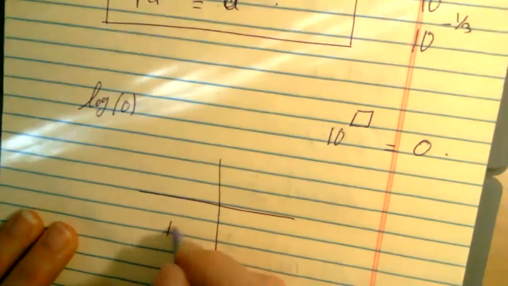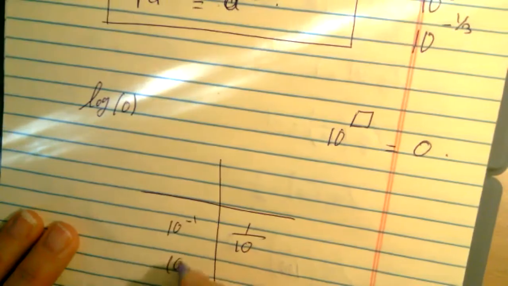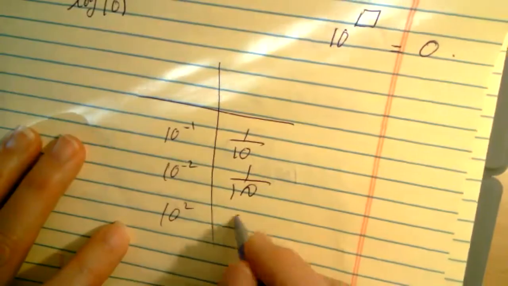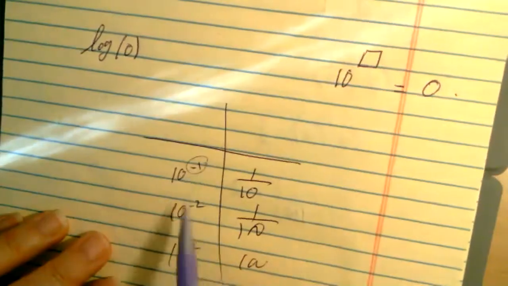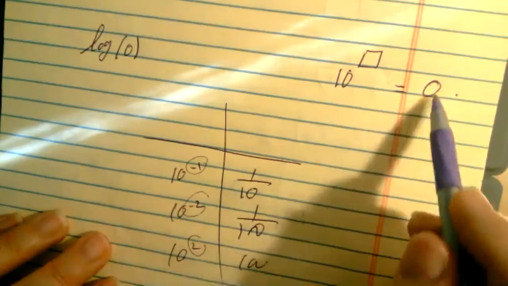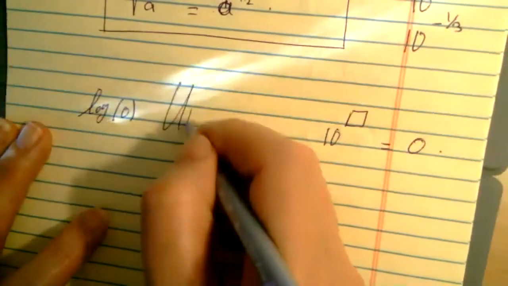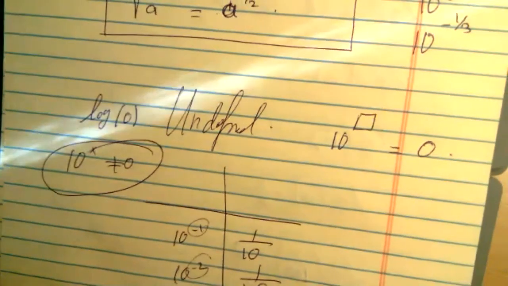If I take 10 to -1, that's 1 over 10. 10 to the -2 is 1 over 100. 10 squared is 100. So if I take 10 to any power, whether the power is positive or negative, there is no way I can get a 0. So this is absolutely undefined, because 10 to any power is different from 0. Whatever the power is, this can never be equal to 0. So log 0 doesn't make any sense.